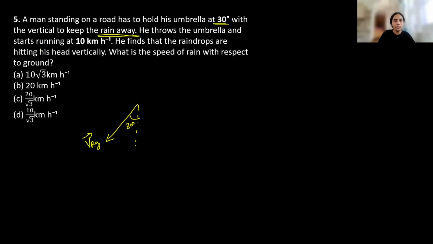And then he throws the umbrella and starts running at 10 kilometer per hour. Done है. He finds that raindrops are hitting his head vertically. And then he observes that raindrop is hitting vertically. What is the speed of rain with respect to ground? So VRG का वैल्यू हमें निकालना है. अब देखो इस क्वेश्चन में इंफॉर्मेशन क्या दिया है कि अगर वो पर्सन 10 किलोमीटर पर आवर से दौड़ता है, then he finds rain to be vertical. You need to catch on this particular line. ठीक है, यही तुम्हें आंसर देगा.